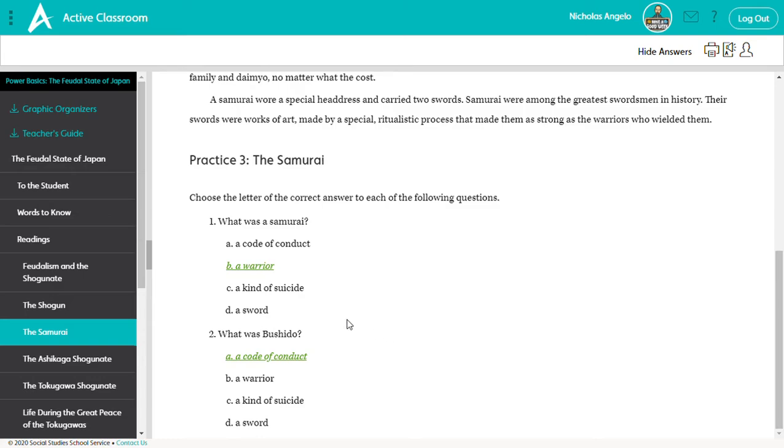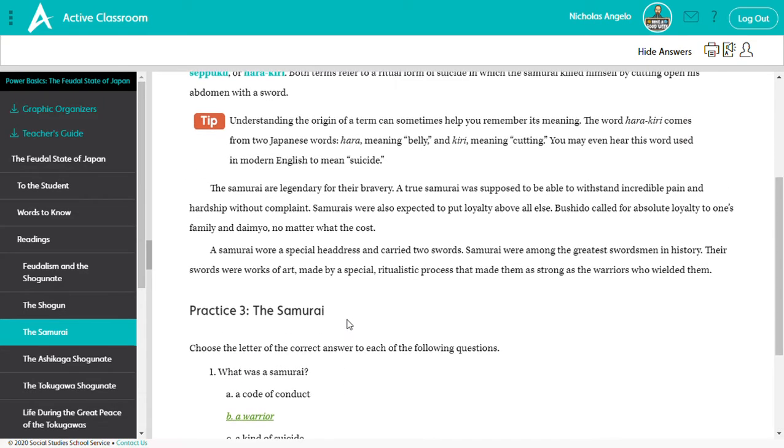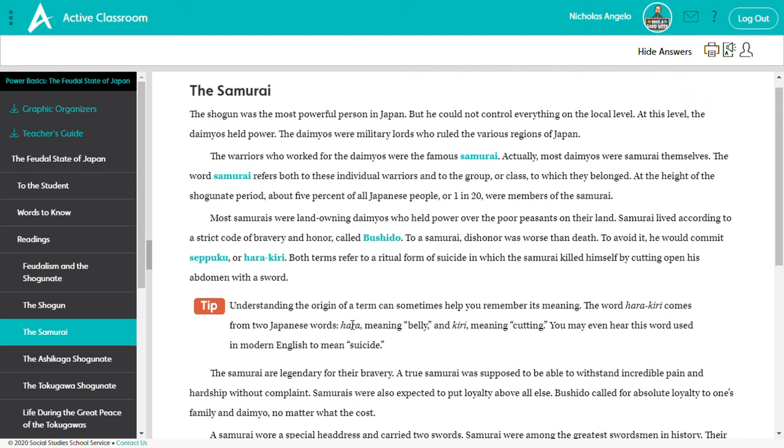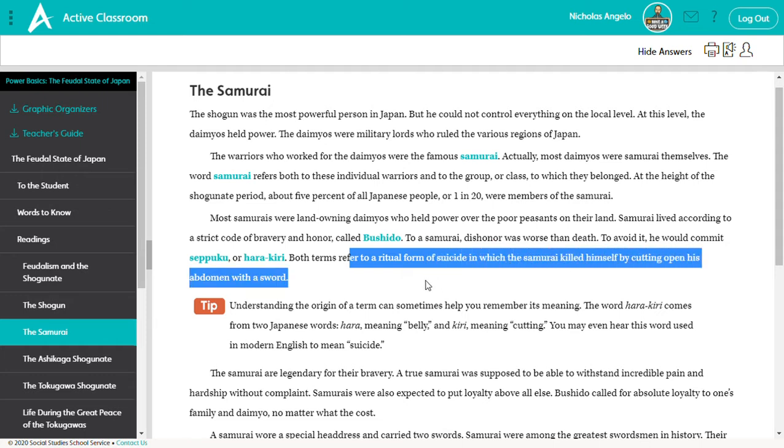Bushido was this code of conduct, this way of the warrior. People who were samurai warriors were supposed to be honest, were supposed to be skilled in fighting, were supposed to observe this strict code of behavior. And like I mentioned earlier in the other video, to a samurai, dishonor, they said, was worse than death. To avoid it, it says he would submit or commit seppuku or harakiri. Both of these mean a ritual form of suicide in which the samurai killed himself by cutting open his abdomen with a sword.